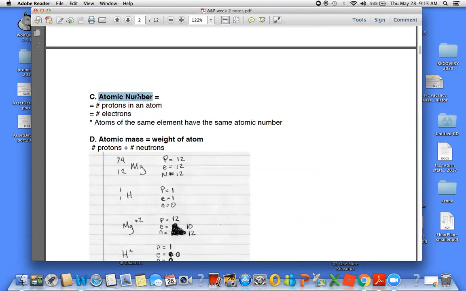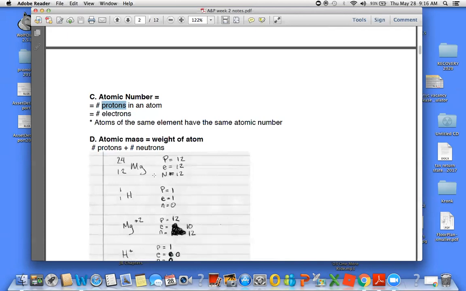The atomic number is equal to the number of protons in an atom. If you have 11, you're sodium. If you have 12, you're magnesium. You're different. And since protons and electrons balance in a neutral atom, positive and negative have to cancel each other out, then we know the number of protons and the number of electrons in a neutral atom.